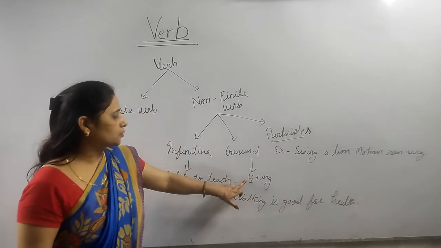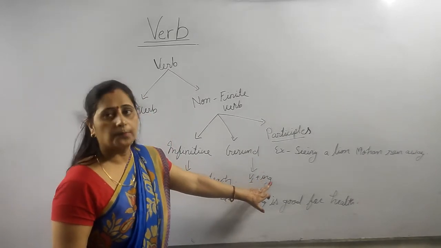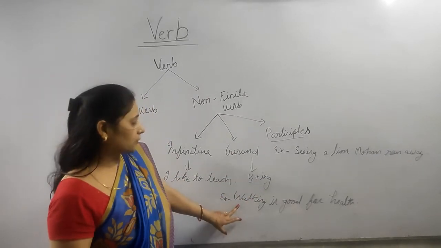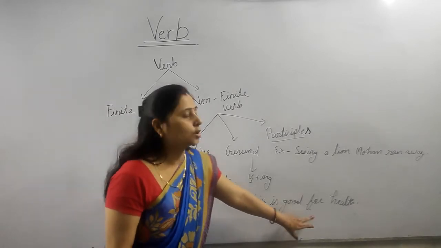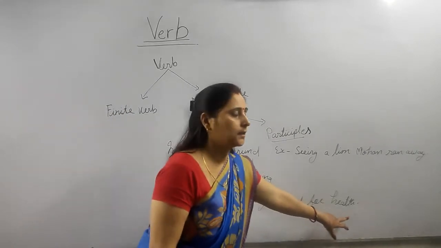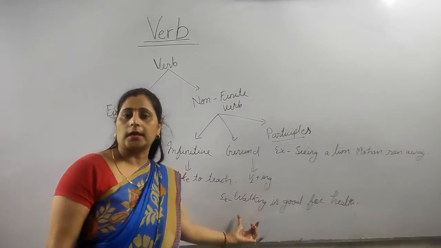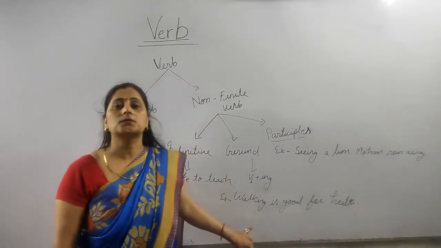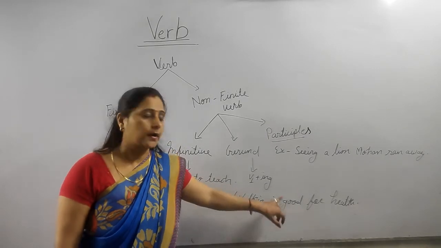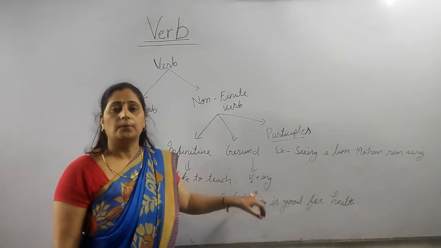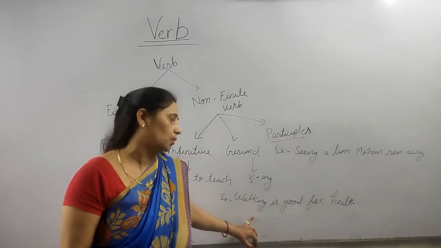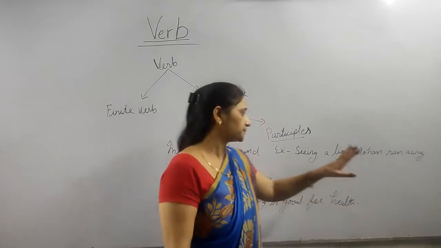Now look at the gerund. In gerund, we use the first form of the verb plus ing form to make the sentence of gerund. Look at the example. Walking is good for health. The word walking is a verb, but here in this sentence we have used this verb as a noun, like walking is good for health.